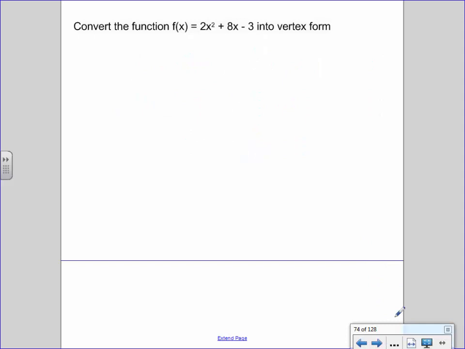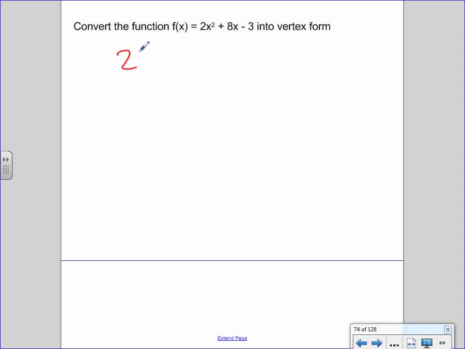Okay, this one's slightly more challenging. It's not that much worse, but there's a twist that we didn't have the last time. How'd it go? Oh, well done. What's the twist on this one that we didn't have last time? There's a leading coefficient, right? So we don't change a ton, but we do have to factor out the leading coefficient.